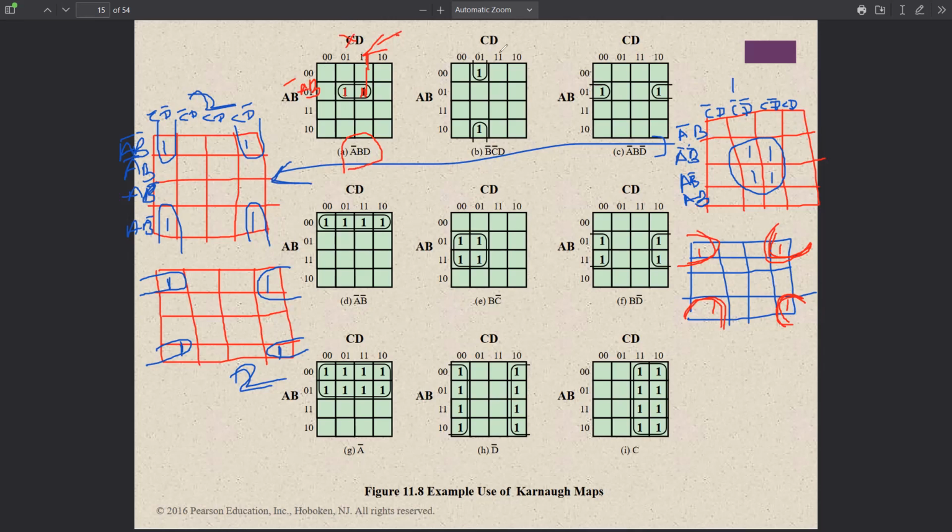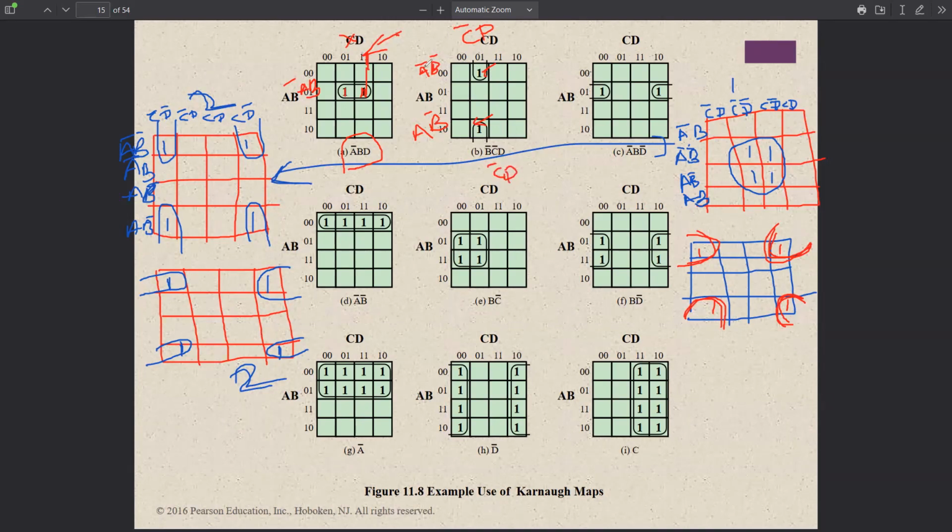We can remove C. In this particular example, what is our changing variable? Here it is A bar B bar, A bar B bar, here also A B bar. Here C bar D. C bar D is here also the same, here also the same. So our answer should have C bar D.